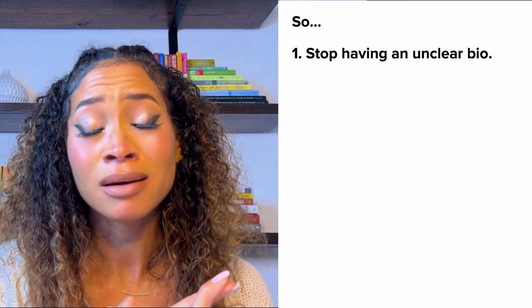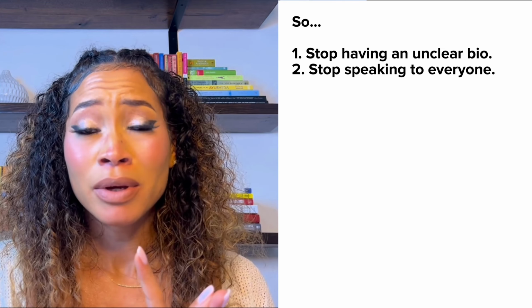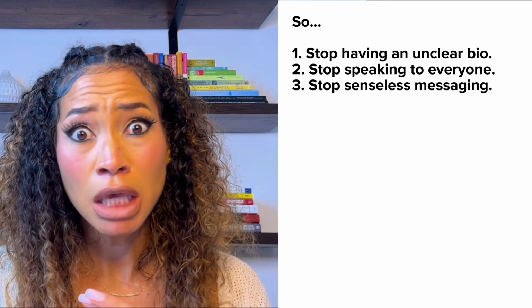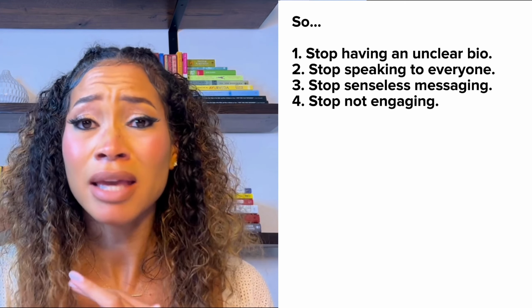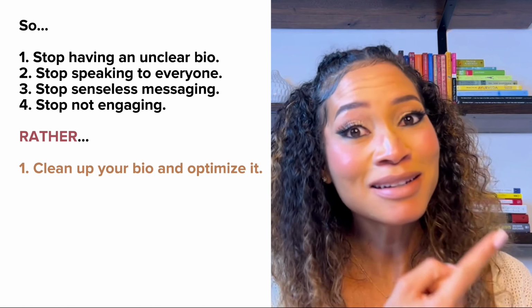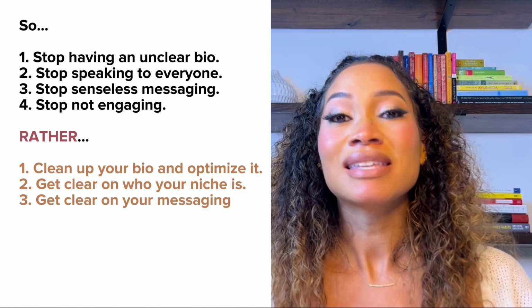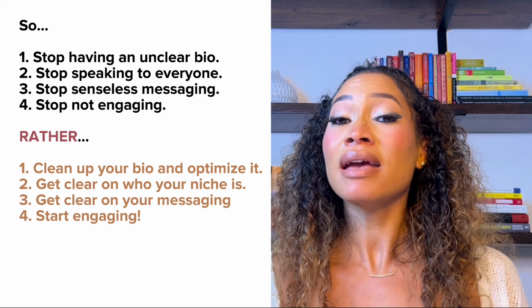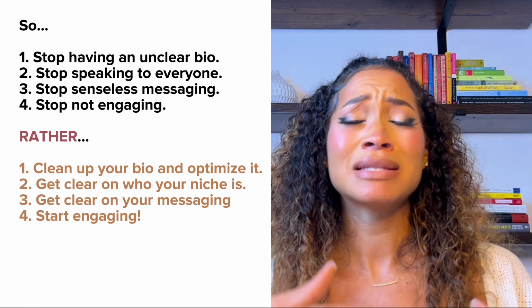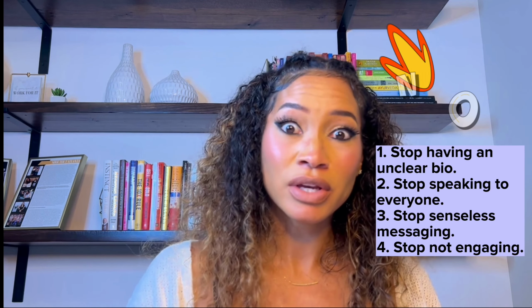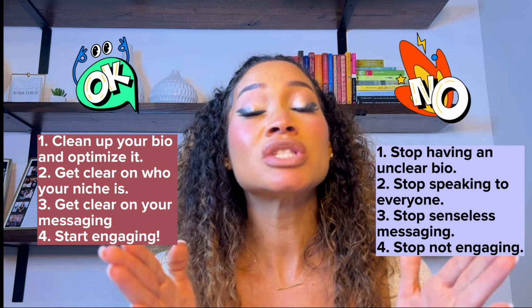So stop having an unclear bio. Stop speaking to everyone. Stop having messaging that doesn't make any sense. And stop not engaging. Rather, clean up your bio and optimize it. Get clear on who your niche is. Get clear on your messaging and start engaging and getting in the comments and DMing and building rapport and relationships with your audience. When you stop doing these 4 things and start doing these 4 things, you're going to see a shift and you're going to start attracting your ideal dream clients.